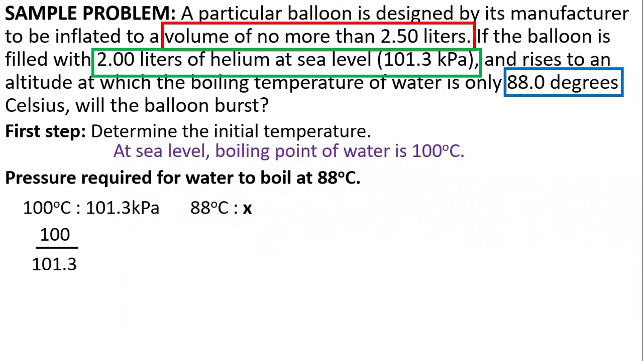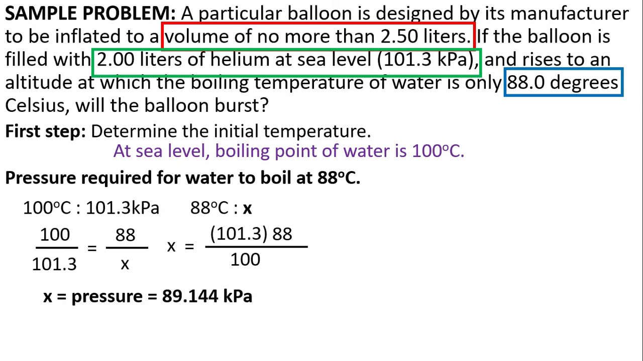So we can write it like this. 100 over 101.3. Manipulating this using simple algebra, we'll have x is equal to 101.3 times 88 over 100. Basically, it's just cross multiplication. X, which is the pressure, is equal to 89.144 kilopascal. And now we can use Boyle's law to identify the volume, since it's the volume which dictates if the balloon will burst or not.